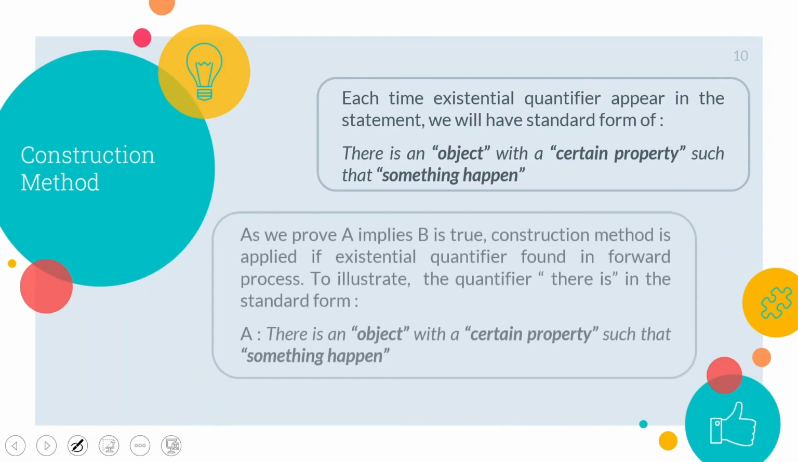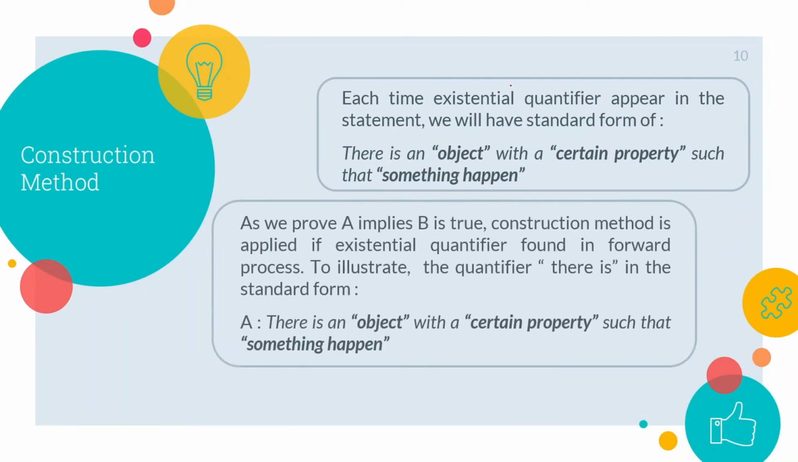So each time an existential quantifier appears in the statement, we will have a standard form of there is an object with a certain property such that something happens. Okay, as we prove A implies B is true, the construction method is applied if an existential quantifier is found in the forward process. So we found an existential quantifier in the forward process, A or A1.